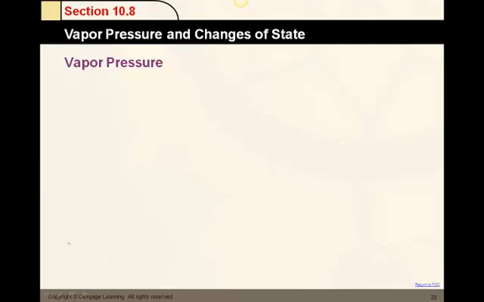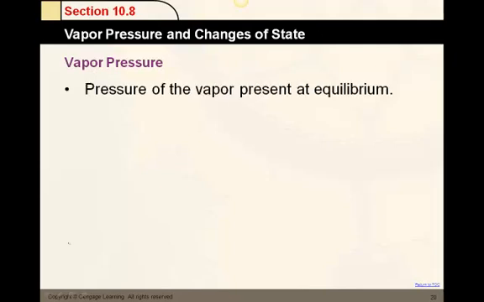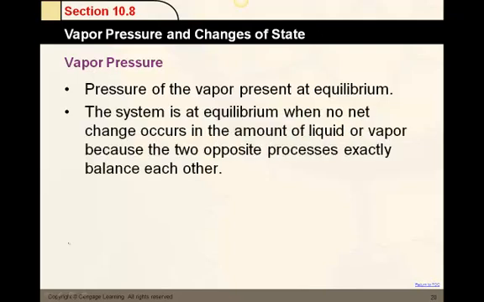So what is vapor pressure, and how does that interact with the change of state? Pressure of the vapor present at equilibrium. The system is at equilibrium when no net change occurs in the amount of liquid or vapor because the two opposite processes exactly balance each other out. And of course that's what equilibrium is, two things happening in the opposite direction.